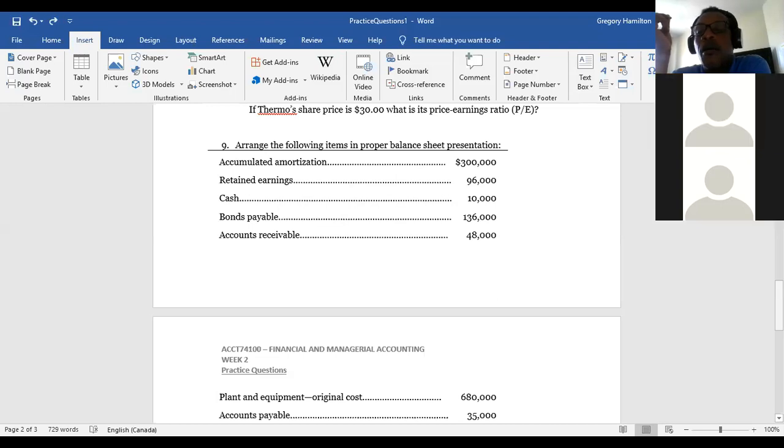Wouldn't our cash be first? Right, so cash would be first, yeah. I'm just going down the list and asking you where you think we'll put these items. Since amortization is at the top, that's the reason why I'm starting at the top. Where would amortization go?